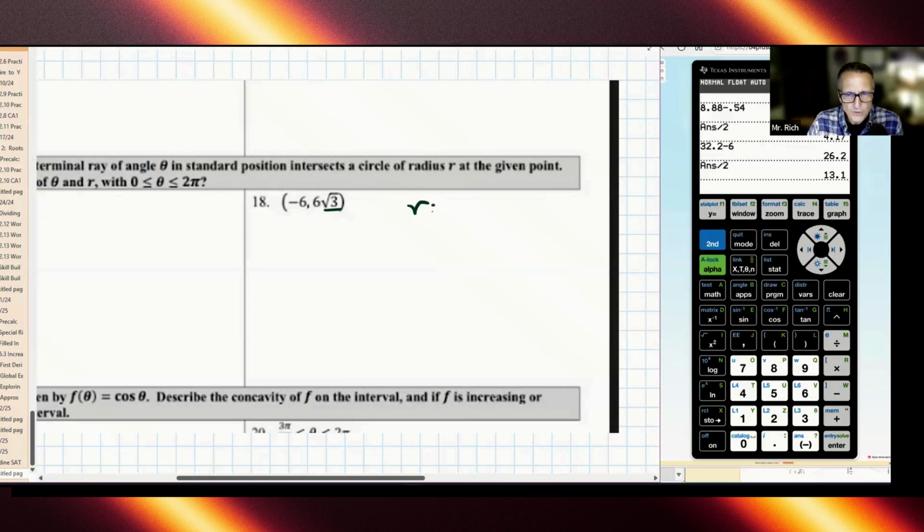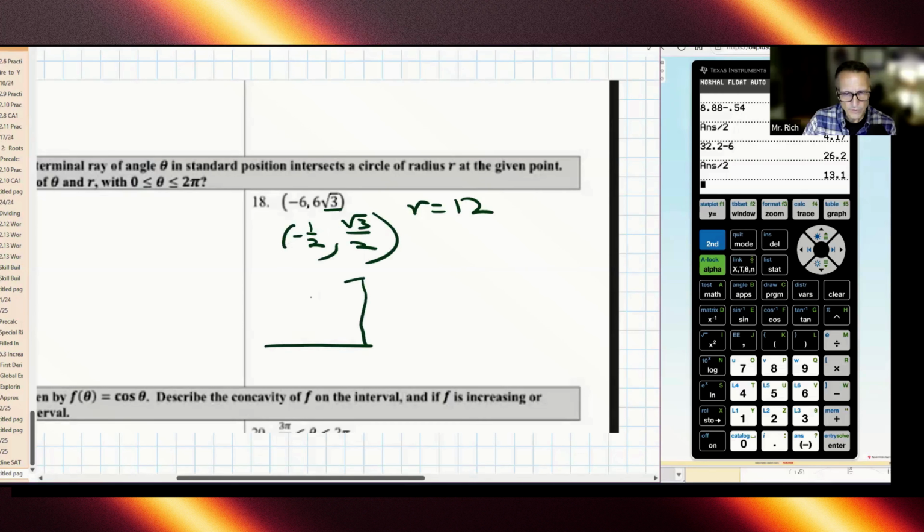So I know that the radius is 12 right here. And then that would tell me that the original point, when I scaled it back to the original radius of 1, would have been this point right here. And that's what I'm going to use to find theta, because the question is, where on the unit circle is that ordered pair? And that ordered pair is going to be in the second quadrant. So it's over here, and it's going to be this point right here.